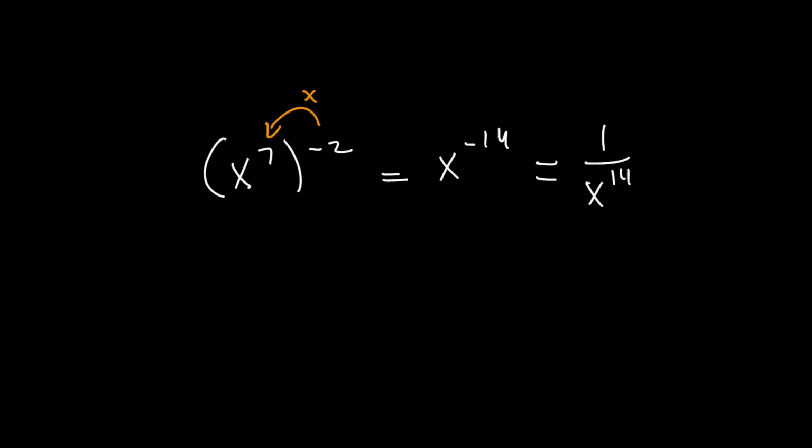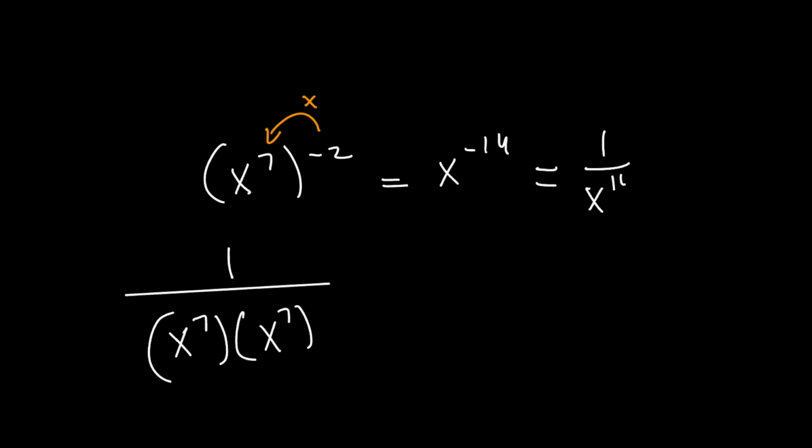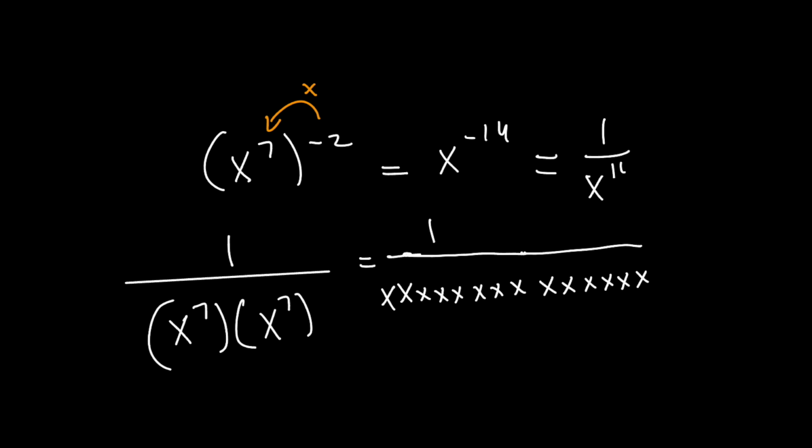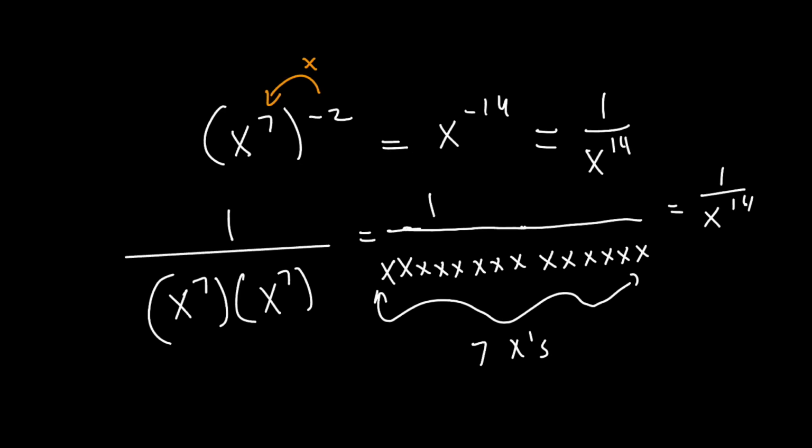Another way we can write this is 1 divided by x to the power of 14. We can write it this way based on the previous law of exponents that I mentioned. If we simplify this expression, we can do 1 divided by x to the power of 7 and multiply these twice, since we have a 2 on the outside. When we simplify even further, we will have 7 x's here and another 7. 7 plus 7 is 14. So therefore, again, the answer is 1 over x to the power of 14.